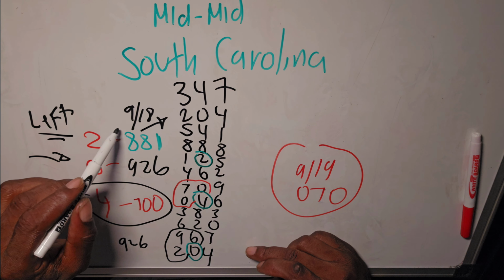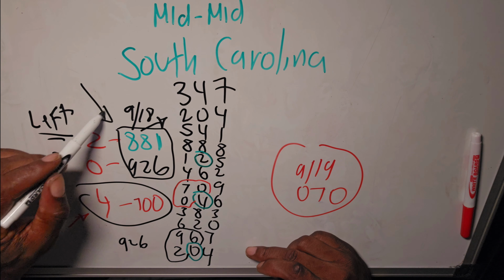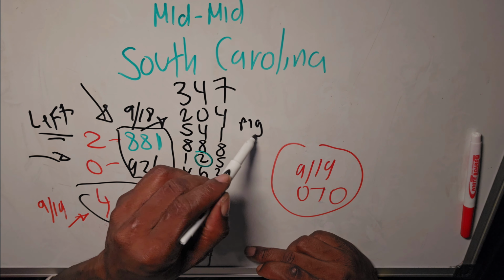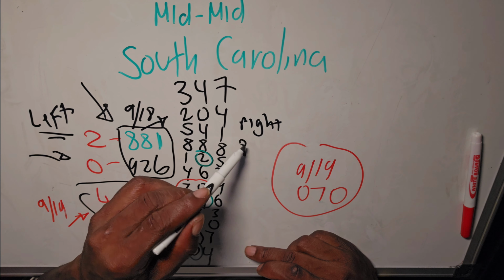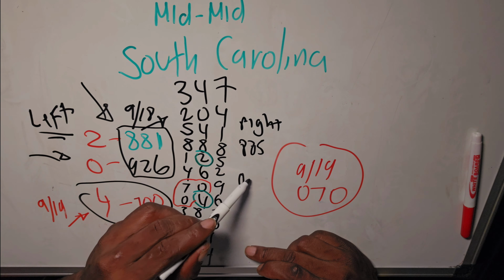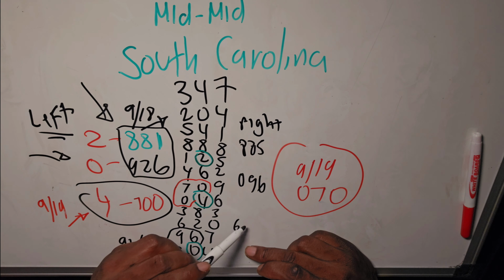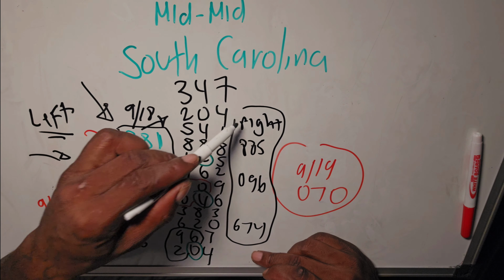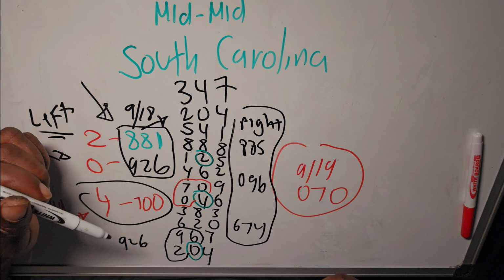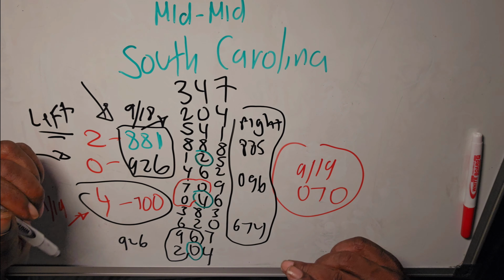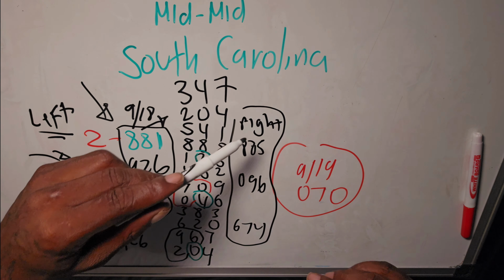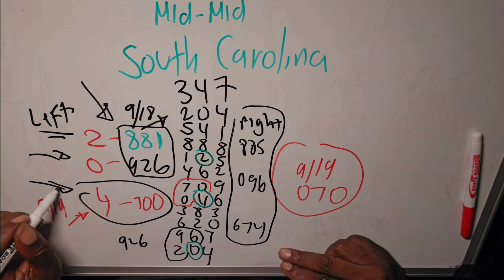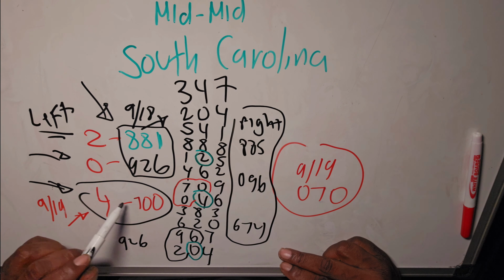And you still got 2 numbers left over that could fall any day also. But we also have the right. This is the right side. We got 885, 096, 674. That's the right side. You could also watch these numbers, because the right side also has numbers. I'm cooking, so excuse the noise. So the right side also has 3 numbers, but the hit for 919 came from the 4, 700.